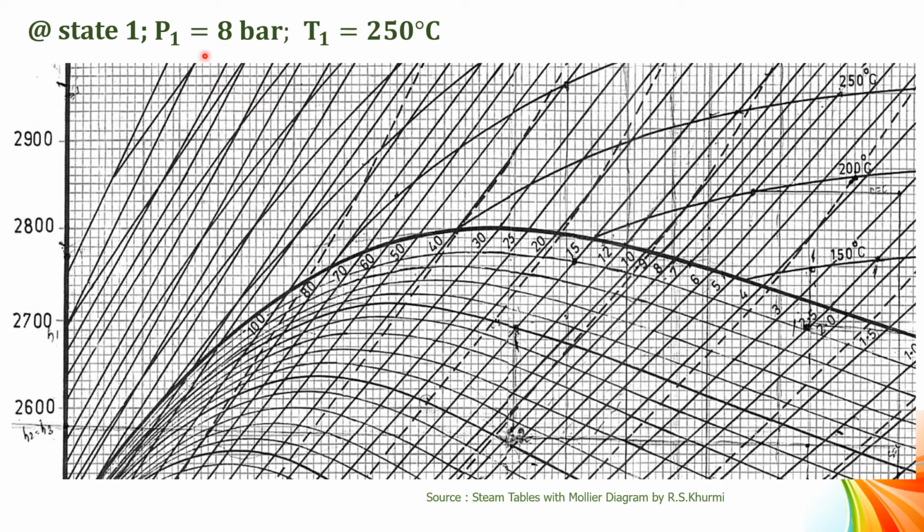Okay. So first we have to mark the point corresponding to a pressure of 8 bar and temperature of 250 degrees centigrade. See, this is the 8 bar pressure line and this one is 250 degrees centigrade temperature line. So both lines are intersecting at this point. Now this point is above the saturation curve. So the steam is in superheated condition.